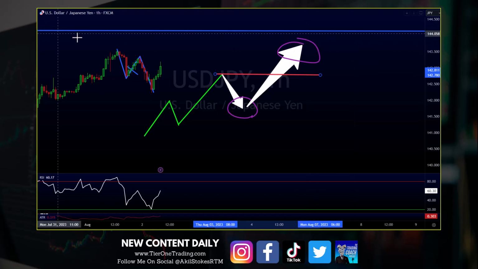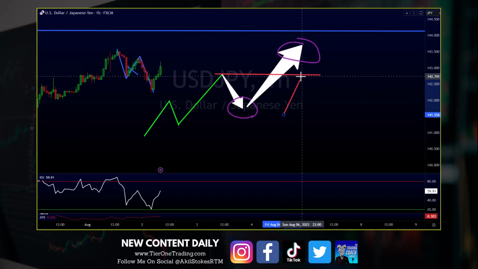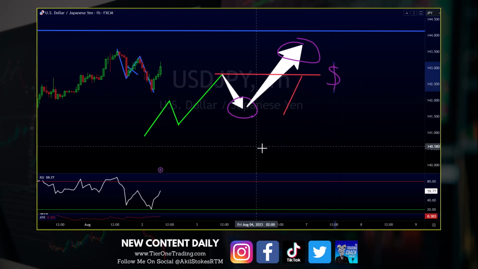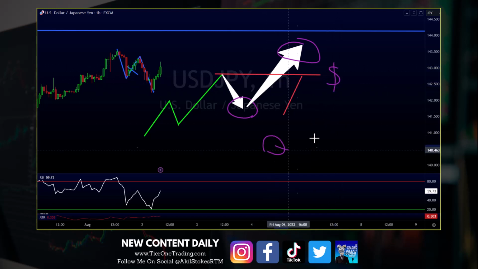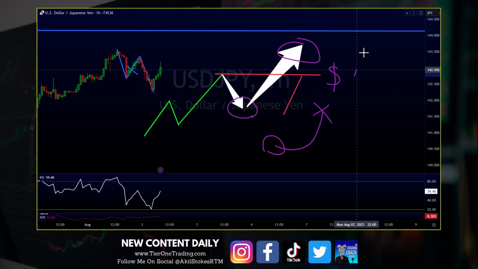Now, what I'll do is my secondary target will come off at the extension. But as soon as we hit this first level of structure, I'm getting some money. I'm rolling stops to break even, so I can't lose any money. And then with the second half of my position, that's where I'm going to see if we can get that extension.